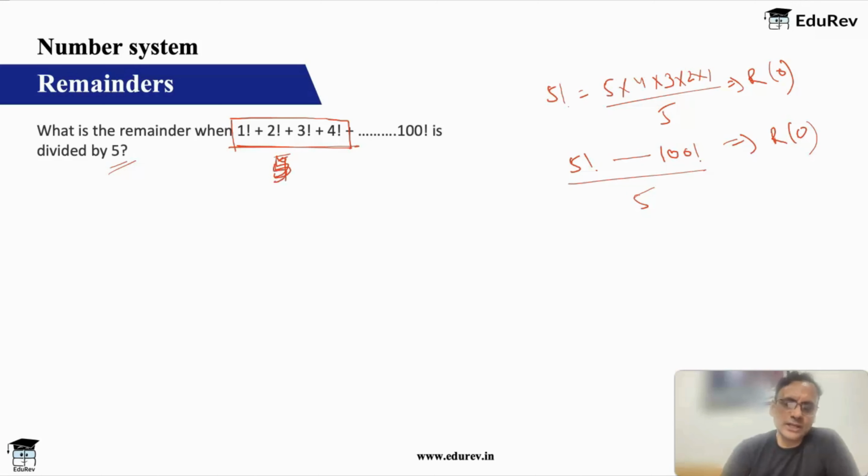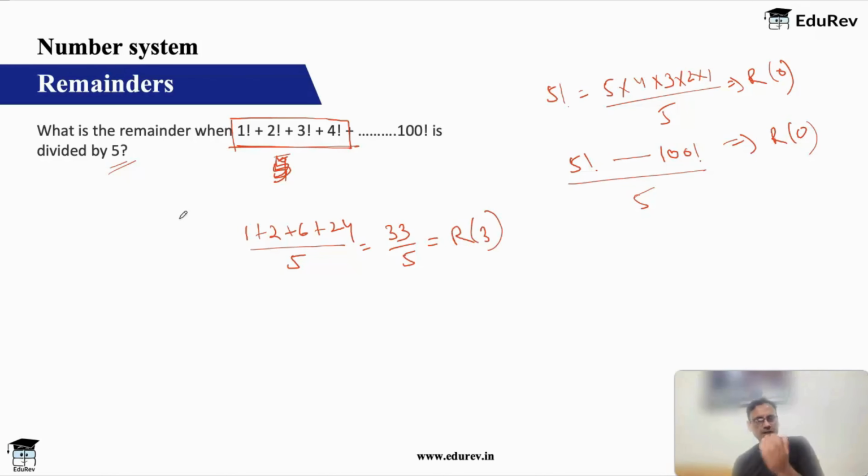Okay. And now here you can either do it together or you can do it separately. Not much calculation. 1 factorial is 1, 2 factorial is 2, 3 factorial is 6, and 4 factorial is 24. So this divided by 5, 24 plus 6 is 30, so 33 divided by 5, your remainder is going to be 3. That is the answer for this question. So while it may look like a complicated question, in a sense, this is a very simple question. You only have to calculate till 4 factorial and you will get a remainder of 3. Okay, great. Let's move on.